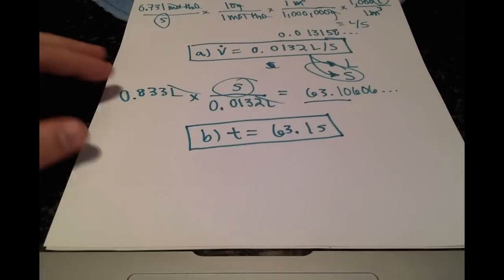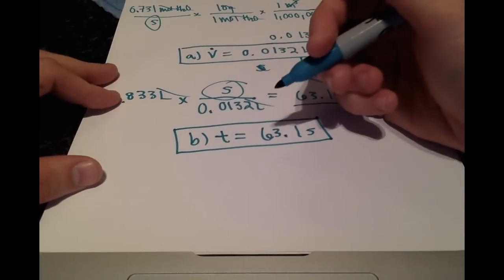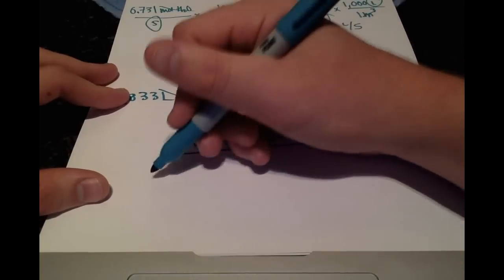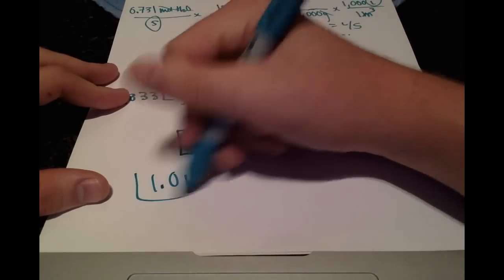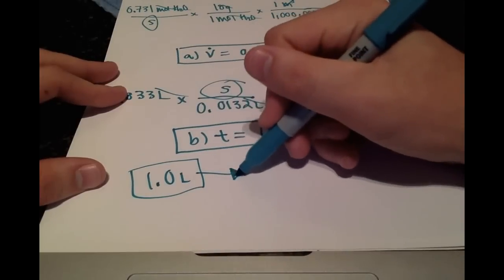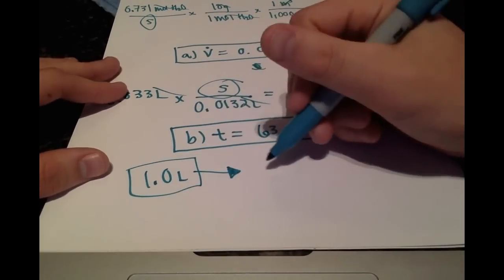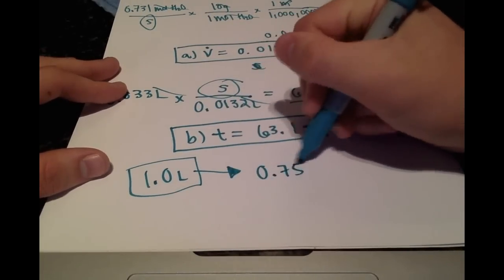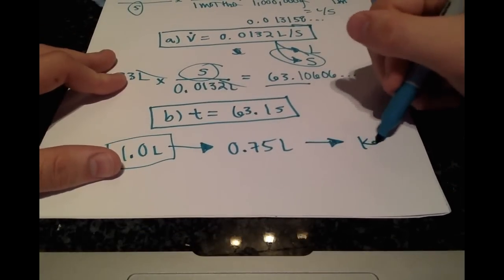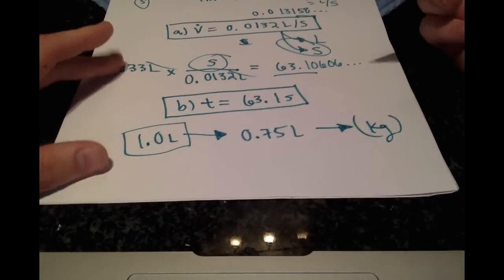Okay, so for the last part, part C, which is the easiest part of all. So let's go back to originally. We have our 1 liter container, and we want to fill that 3/4 of the way. So our final volume that we're getting to is 0.75 liters. And we want to convert this into mass in kilograms.